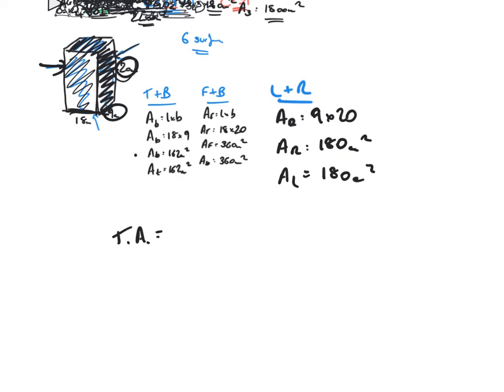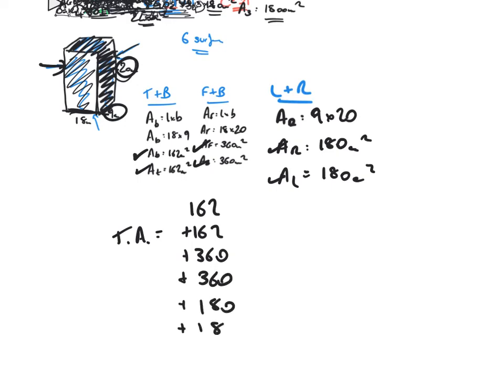Okay, so to get the total area, we just put them all together. So we've got 6 faces, the area of the top and the bottom, the front and the back, and the left and the right. So that will be 162 plus 162 plus 360 plus 360 again, plus 180 plus 180. Okay, so add them all together, and that will give a total area of 1,404 square centimetres. Final answer. Okay, let's prepare for question 10.